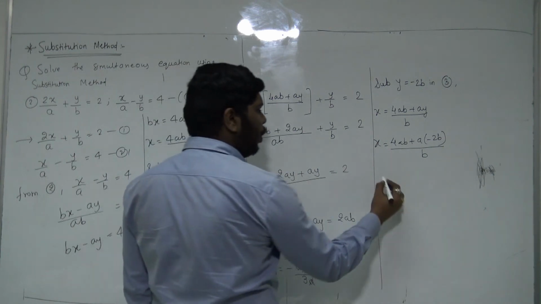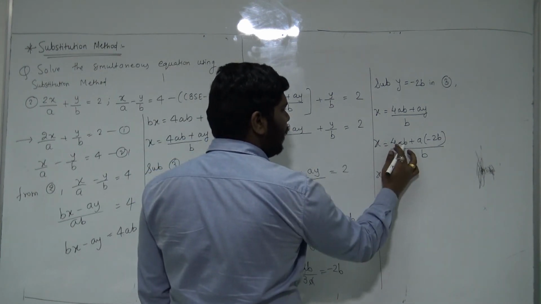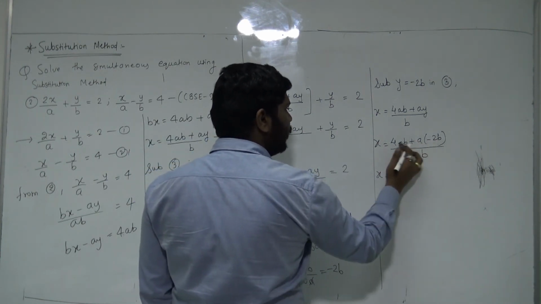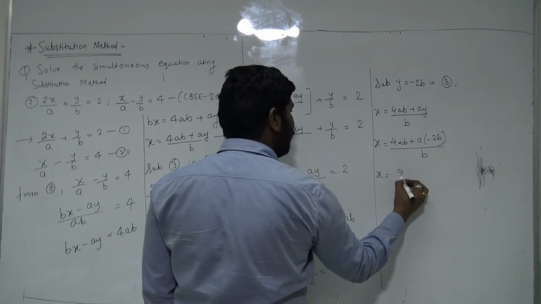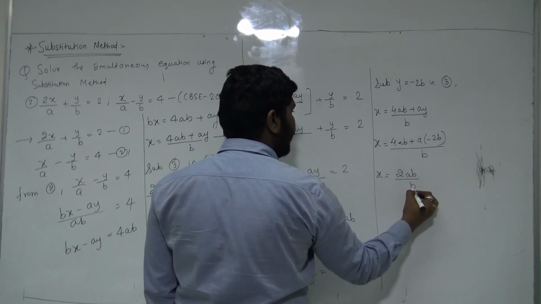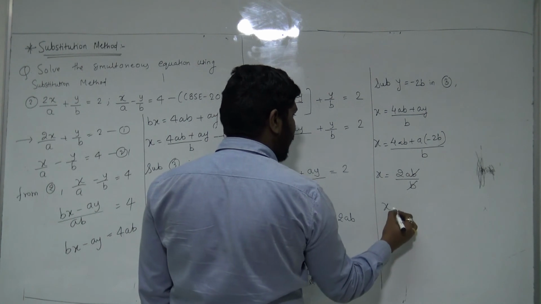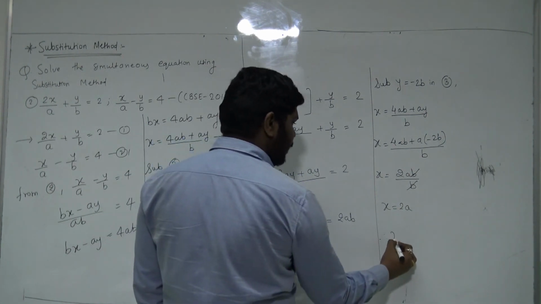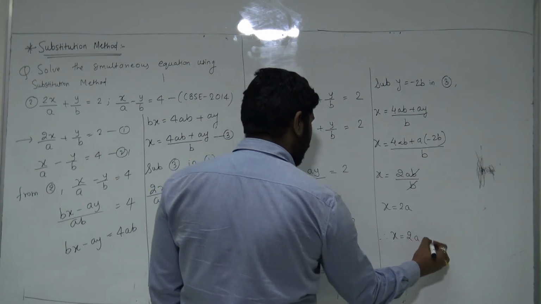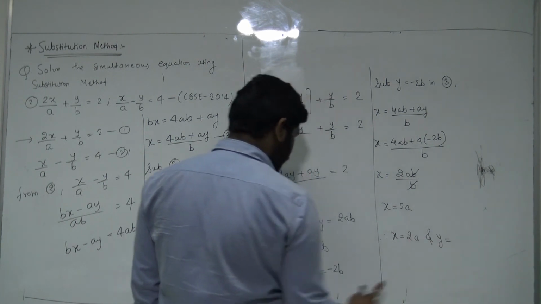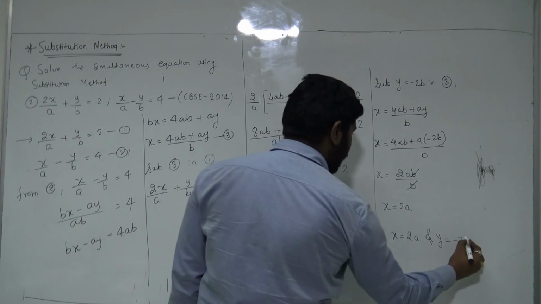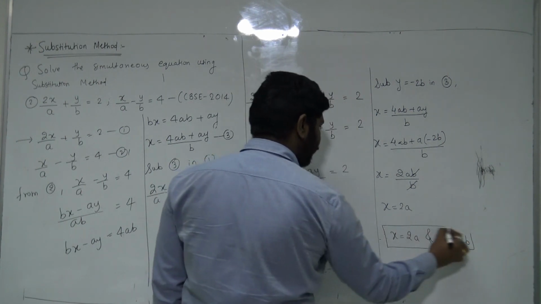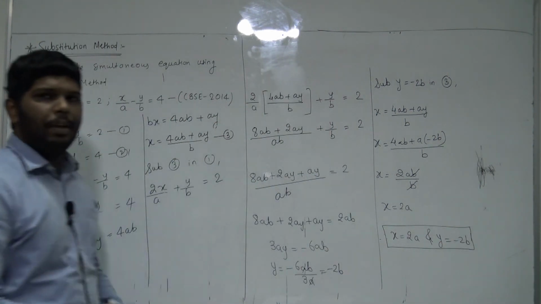On further solving, what you will get? x is equal to, this is 4ab and this is minus 2ab, right? So 4ab minus 2ab will give you 2ab divided by b. So b will be cancelled and value of x will be 2a, correct? So therefore your final answer can be x is equal to 2a and y is equal to minus 2b. This will be your final solution. Okay, so very important example.